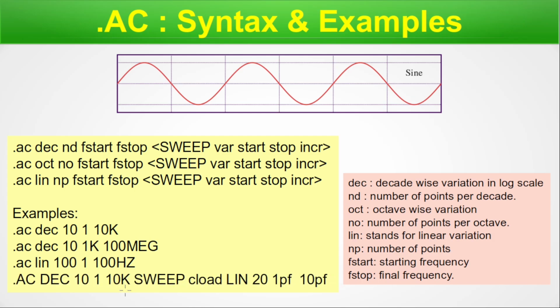Finally, we have the example containing the sweep. First part is .AC, then decade, then 10 points per decade. Starting is 1, final frequency is 10k. Then we have a sweep of C load with linear. Here the starting is 20, it will stop at 1 pF, and the steps will be... So it seems that there is some typo here. However, you can understand how things will go on for the sweep. So you are done with all the flavors of examples of the .AC. Let's move on to the next slide.